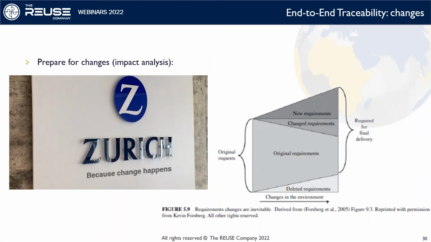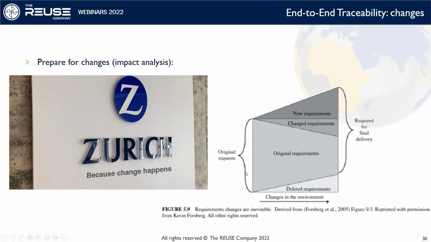For people, at least in Spain, my age, when I was a kid, I liked this TV commercial from Zurich, the insurance company, because change happens. And of course, change happens. You all know it in your projects. So perhaps you start with these requirements in here, but as the project goes on, some of those requirements are not requested anymore and are removed. Some other requirements are changed. Some other requirements are new, coming along the project, right?